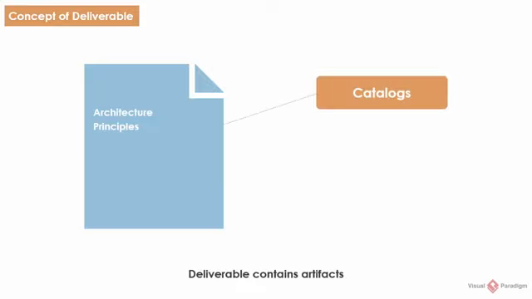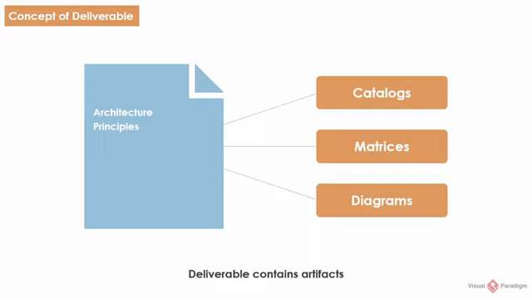Catalogs, which are the lists of building blocks. Building blocks are simply things, anything included in the TOGAF metamodel, such as a principle, a business service, an organization unit, etc. Matrices. They show the relationships between building blocks of specific types. Diagrams present building blocks plus their relationships and interconnections in a graphical way.